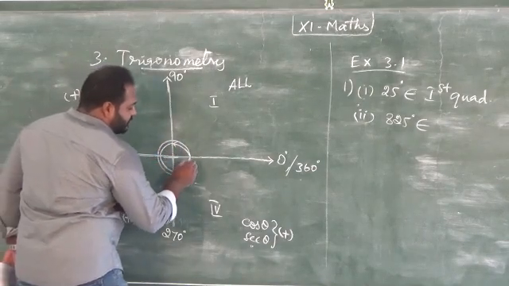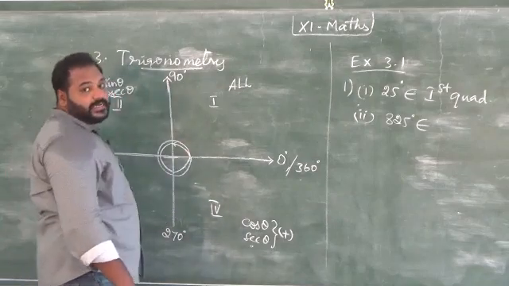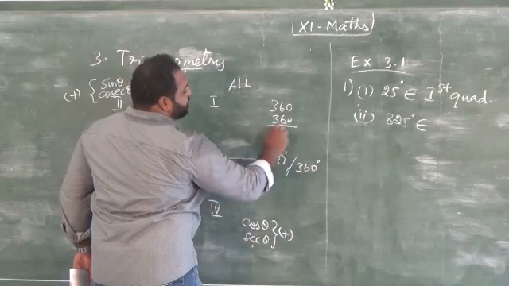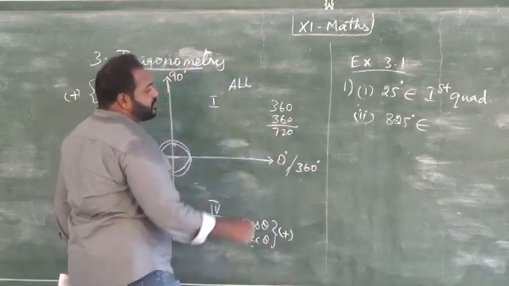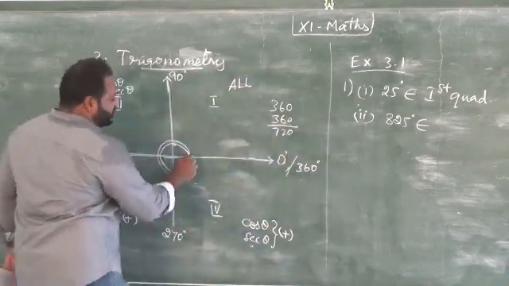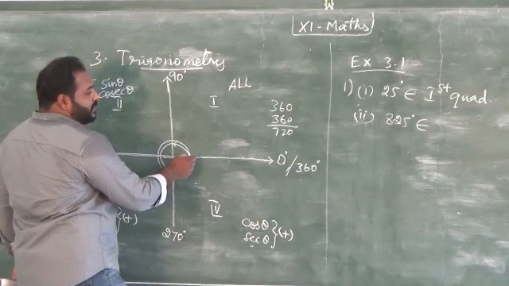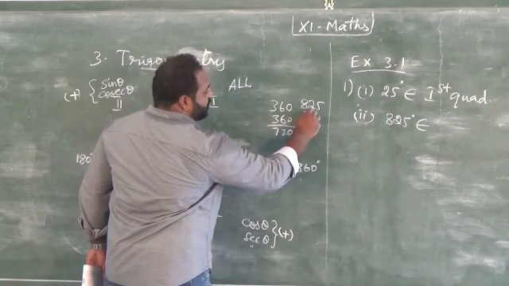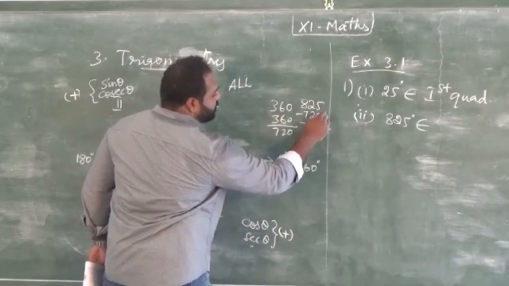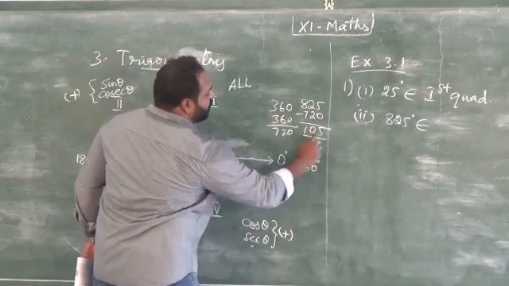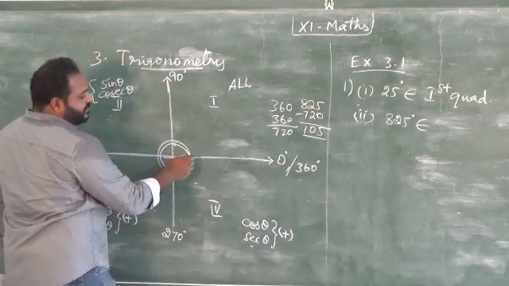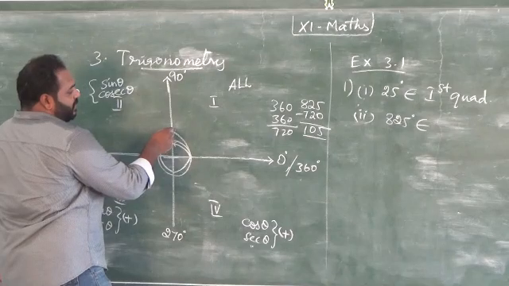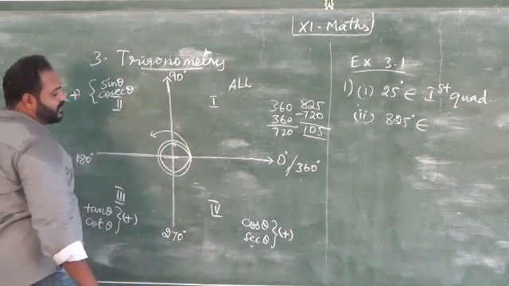Second rotation, 360 plus 360, it is 720. So 720, and then here 720 rotation. After that, 825 minus 720, you subtract, it is 105. So after here 720, then plus 90 plus 105. 105 will be here, isn't it?